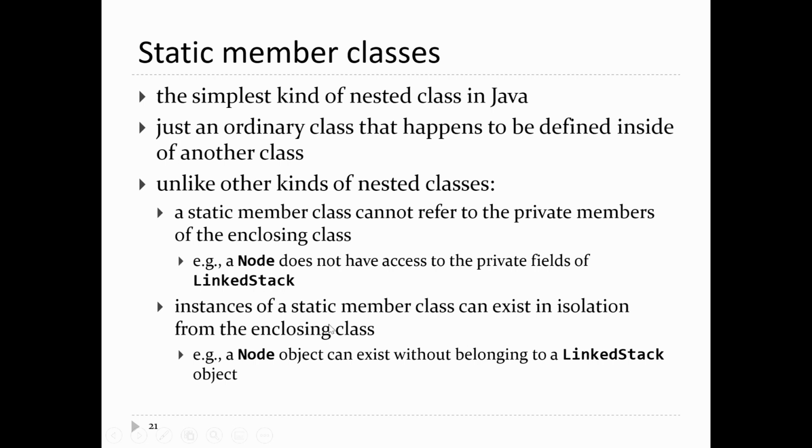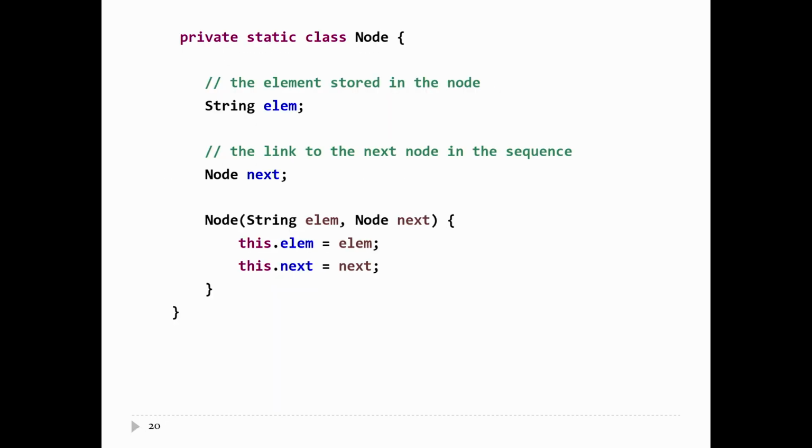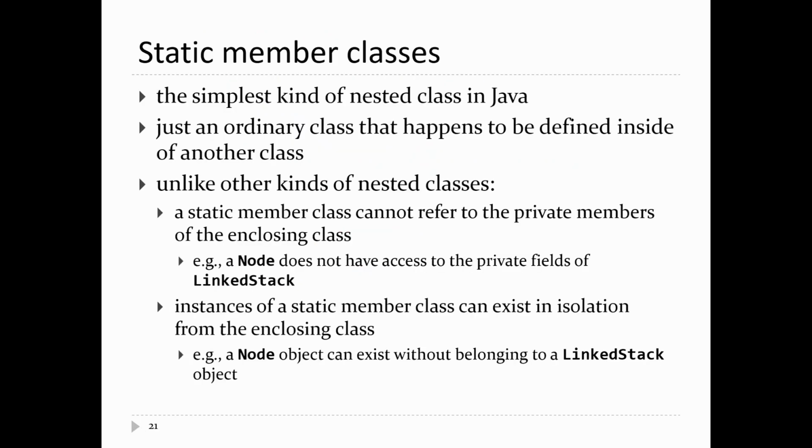Furthermore, you can have a Node without having a stack, because this is just an ordinary class that happens to be defined inside of another class. So in other words, a Node can exist without having a LinkedStack class. Furthermore, a Node does not have a reference back to its enclosing class, whereas in an inner class, the inner class does have a reference back to its enclosing class. So a Node object can exist without belonging to a LinkedStack object, because it's just a regular class.